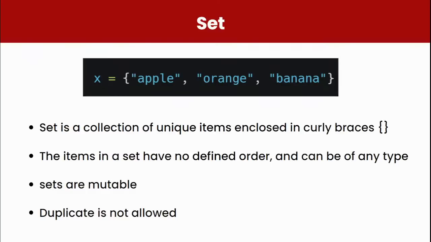The items in a set have no definite order and can be of any type. You can store any data type, but it will not be in any particular order. It's not a dictionary, it is a set. We'll see dictionary later. A set is mutable, which means you can change it once you create it, but duplicates are not allowed here. That's the property of a set. You cannot have duplicates.